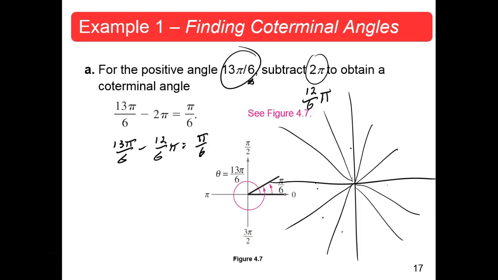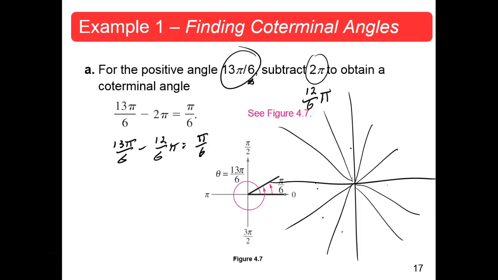Anytime you're given an angle and you want a coterminal angle, either add 2π to it or subtract 2π from it. Or add 4π to it, subtract 4π from it. Add 6π to it. Whatever. I like to get the least common denominators first and then do my subtraction or addition. Does that make sense?